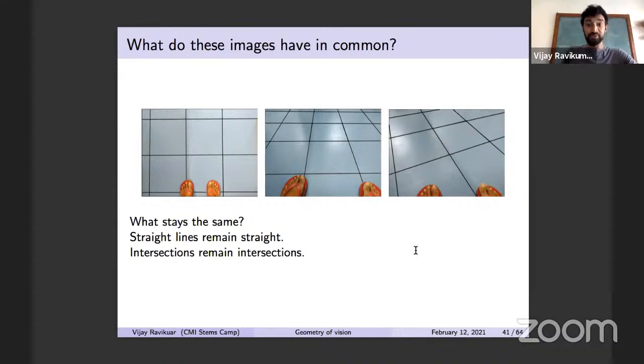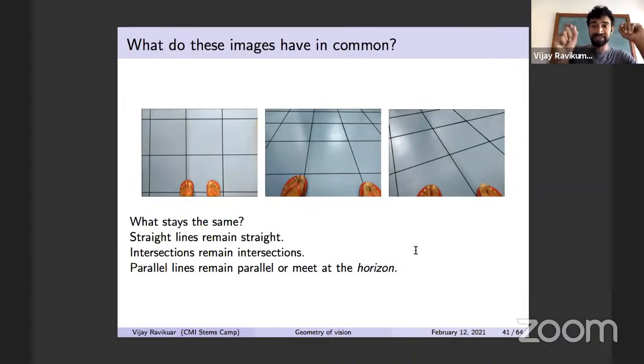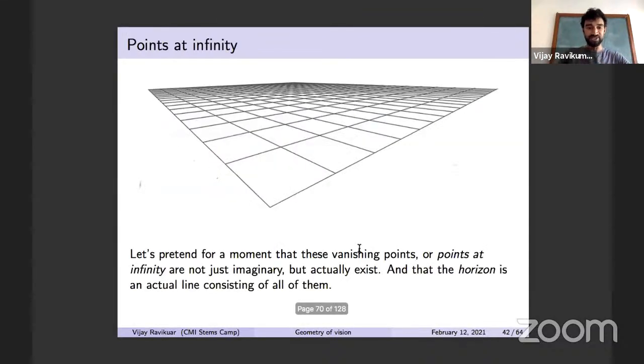And intersections remain intersections. If two lines were intersecting here, then they'll continue to intersect here. Similarly, parallel lines remain parallel or start meeting somewhere along that horizon. So there's something special about that horizon, but basically, if they're parallel, they'll end up either remaining parallel, like when we went from the first image to the second image, all of those horizontal lines remained parallel. But all the vertical lines suddenly went from being parallel to appearing to meet at that horizon line. And then in the third image, everything started meeting at the horizon.